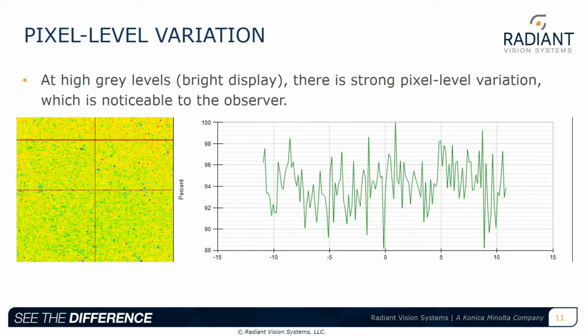So let's begin by looking at pixel level variation. At high gray levels, a bright display, there's strong pixel level variation which can be noticeable to an observer. The chart here represents the luminance variation of a row of pixels on an OLED display. And the image here is a one-to-one representation where each measurement pixel represents the luminance and color output of a display pixel. For this, we can observe about an 8 to 10% variation across this row of pixels on the OLED display.